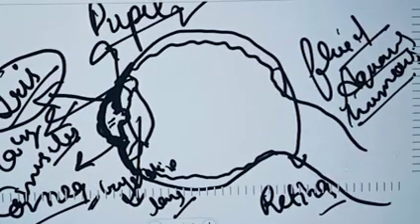After all these parts, the most important part of the eye is the retina. Retina is a screen on which the image is formed in an eye. The retina is like a delicate membrane having a large number of light-sensitive cells called rods and cones.